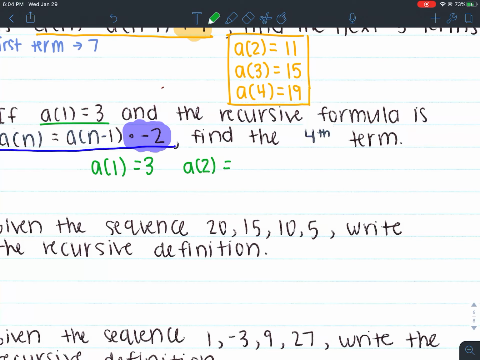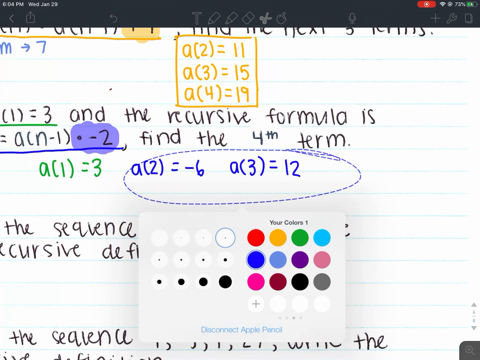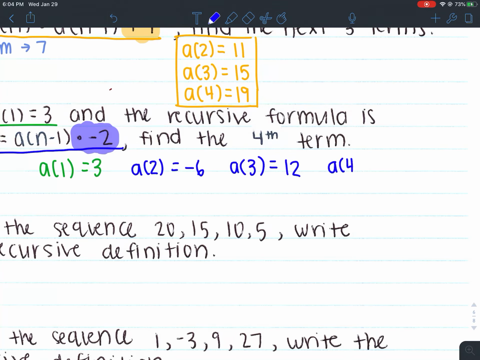How would I get the second term? Well, I would take the previous term and multiply it by negative 2. 3 times negative 2 is negative 6. How would I get the third term? I would take the previous term, which is negative 6, multiply that by negative 2, and I get positive 12, because a negative times a negative is a positive. Okay, the next thing I would do, sorry, I'm going to match this with what's happening here. I'm going to find the fourth term.